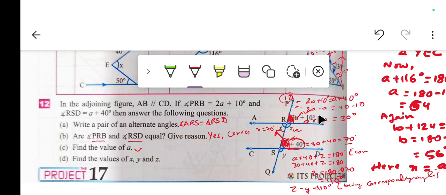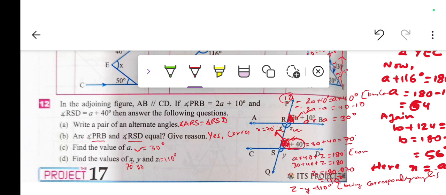Now find the value of a, which we have already got. 2a plus 10 is equal to a plus 40 being corresponding angles, and then we took out the value of a as 30 degrees. After that x, y, z we also figured out. So what is the value of a? That is 30 degrees. What is the value of x? Yes, x is 70 degrees. What is the value of y? y is 110 degrees and z is also 110. All the problems are solved over here.